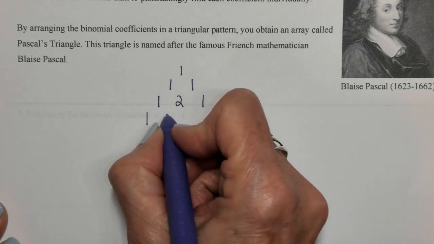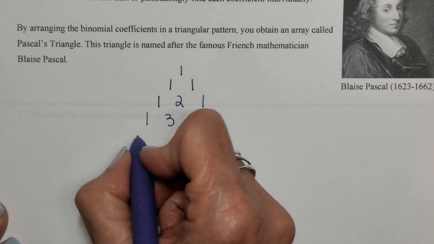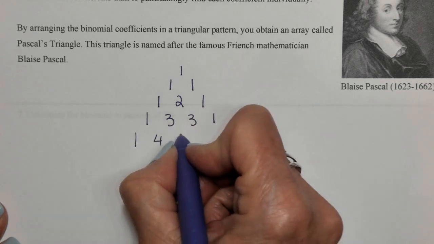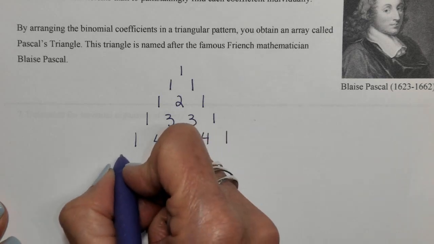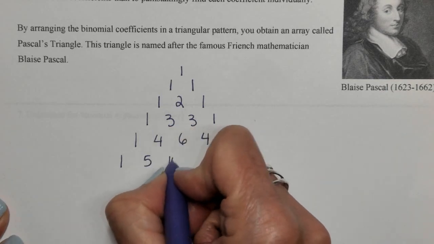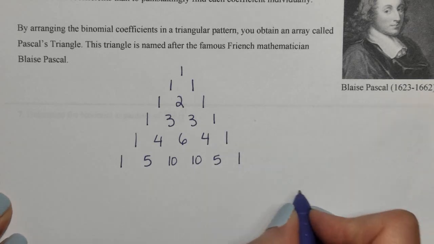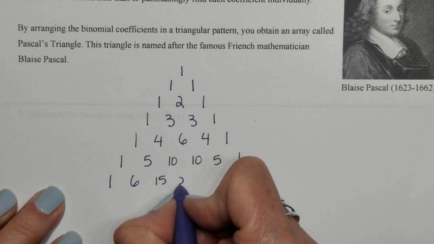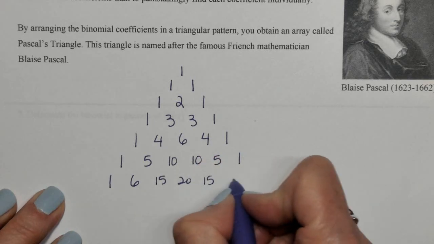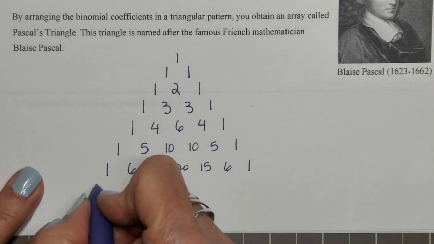So 1, 3, 3, 1. 1, 4, 6, 4, 1. 1, 5, 10, 10, 5, 1. 1, 6, 15, 20, 15, 6, 1. And we could just keep on going.